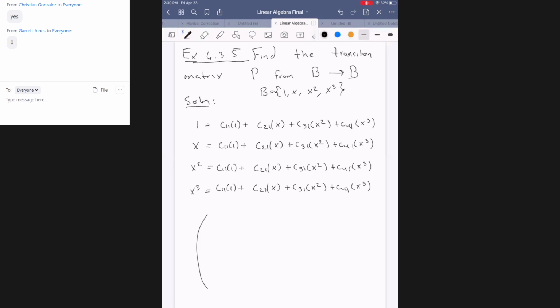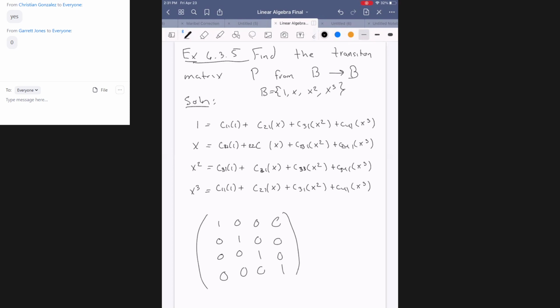So I'm going to make my matrix. It's going to be 1, 0, 0, 0. What about the second row? It's going to follow the same pattern: 0, 1, 0, 0, then 0, 0, 1, 0, and 0, 0, 0, 1, right? So the transition matrix from B to B is just the identity.